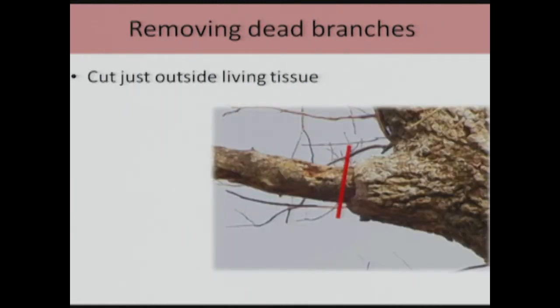And a final note about actually making pruning cuts. If you're removing a dead branch, you want to remove all the dead wood possible without taking off any living tissue. So make the cut just outside the living tissue, do not damage the living tissue. The plant's already undertaking things to control decay there, and we really don't want to interfere with that or reintroduce decay.